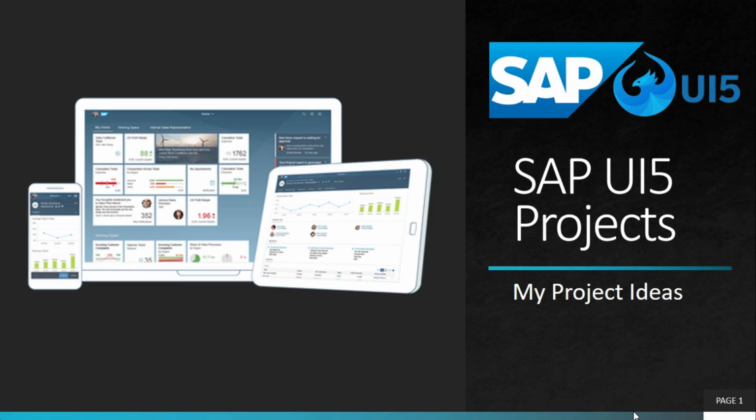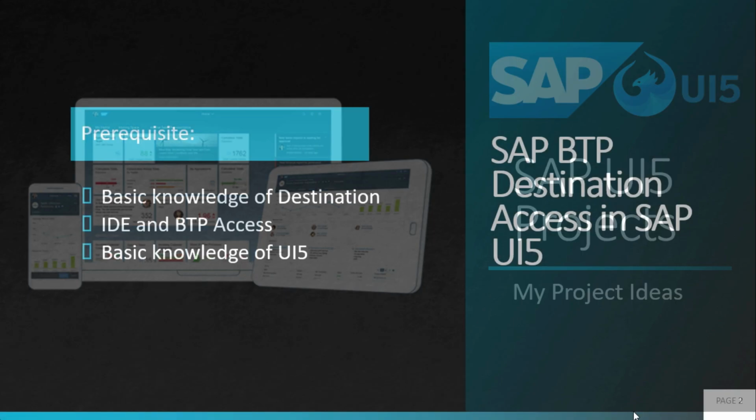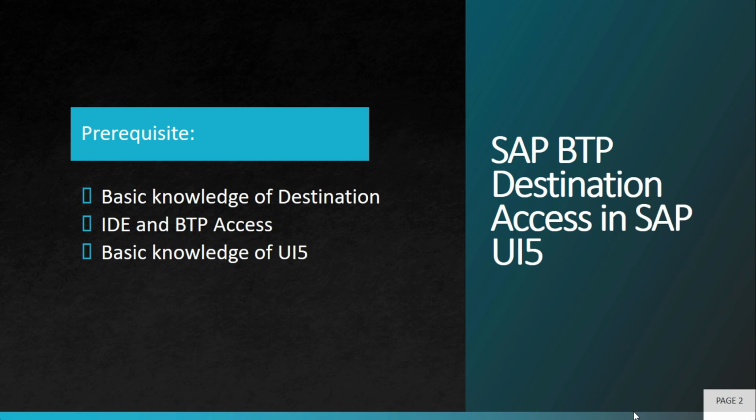This is an ongoing series on SAP UI5 projects, and in this video we'll learn how to do BTP destination connections in SAP UI5. And in this particular video we'll be focusing upon the xs-app.json based files.